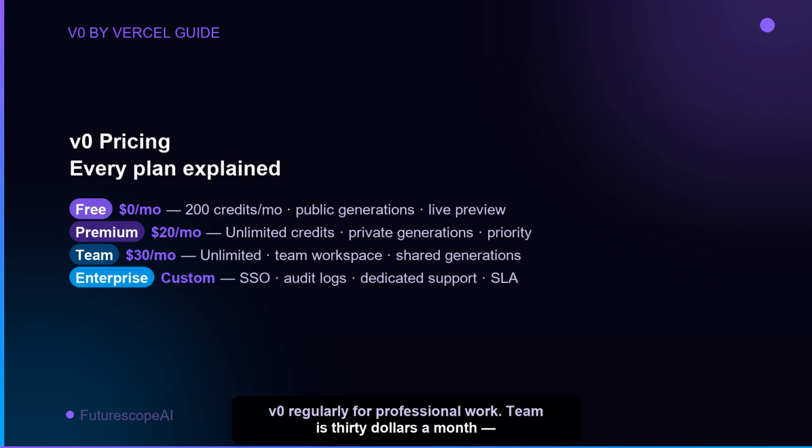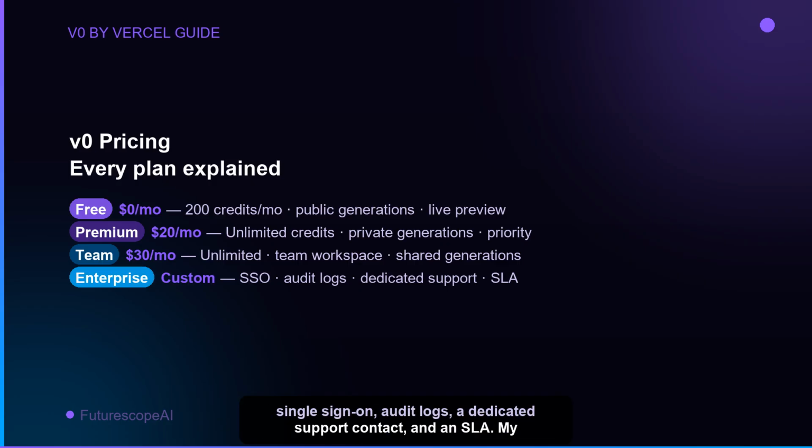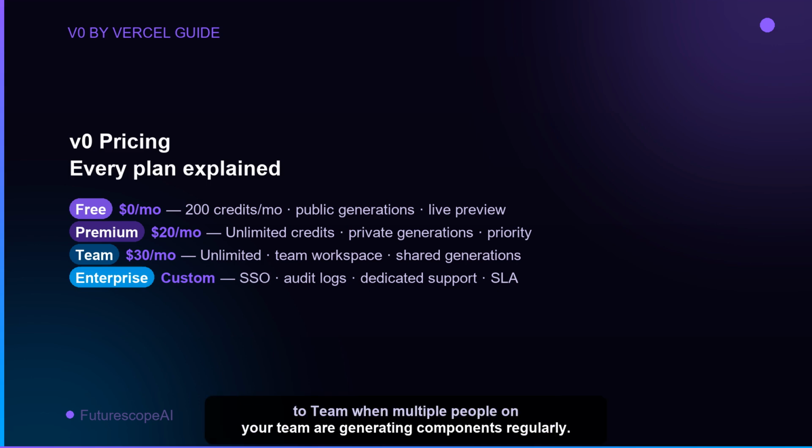Team is $30 a month, unlimited credits with a shared team workspace so your whole team can view, fork, and build on each other's generations. Enterprise is custom-priced, single sign-on, audit logs, a dedicated support contact, and an SLA. My recommendation: start free to learn the prompt framework and explore V0's range. Move to premium the moment your work needs to stay private. Upgrade to team when multiple people on your team are generating components regularly.